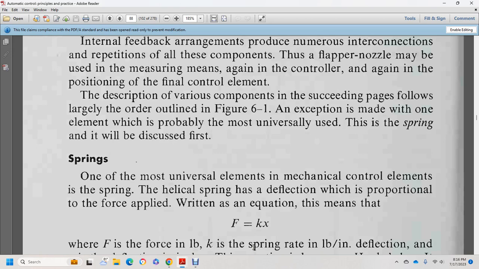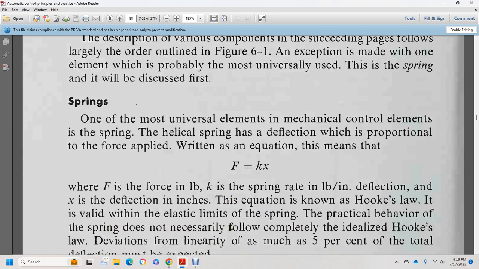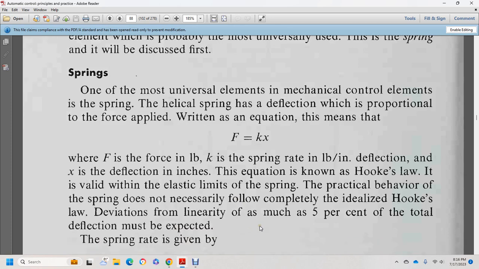The most universal mechanical control element is the spring, the helical spring, with deflection proportional to the force applied. The written equation is F equals K times X, where K is the spring rate in pounds per inch and X is the deflection in inches. This equation, Hooke's law, is valid within elastic limits of the spring. In practical behavior, the spring does not necessarily follow Hooke's law completely, with a deviation from linearity of as much as 5%.